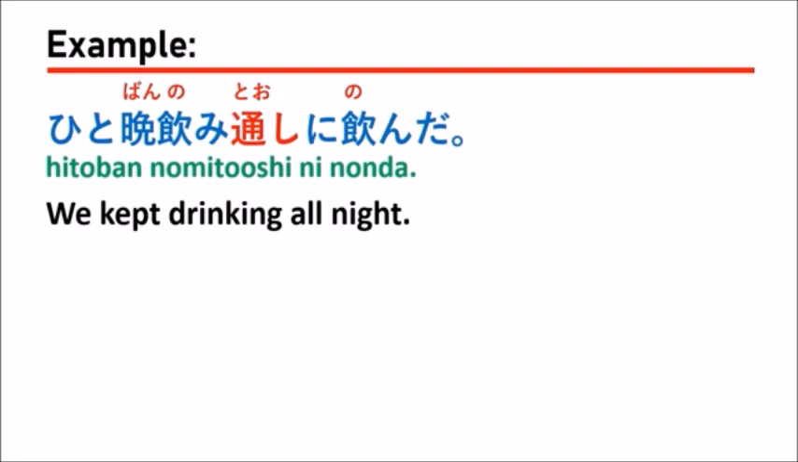So when you make the compound word with toshi, you say nomi toshi ni nonda, which means you drink continually, with no stop. Hitoban means all night. Nomi toshi means you continue drinking with no stop, right? You see here.